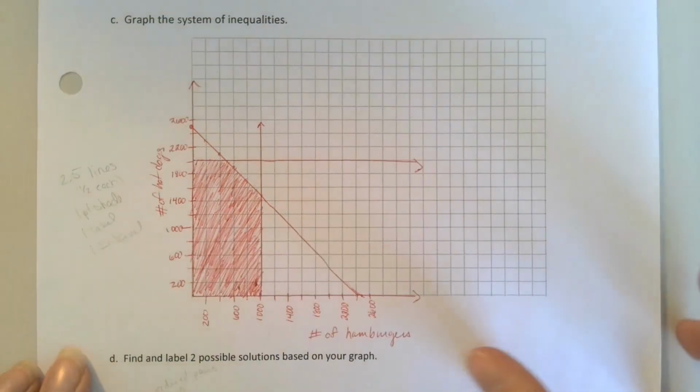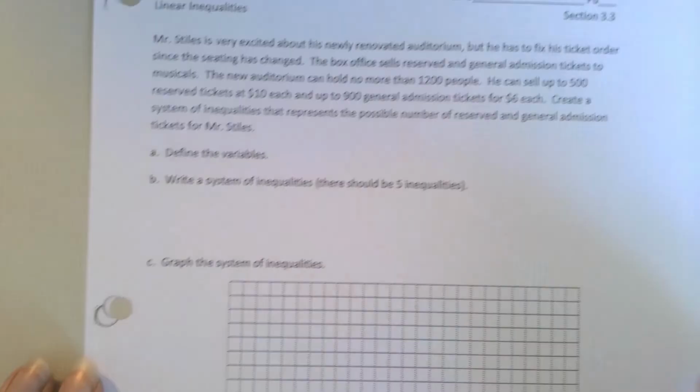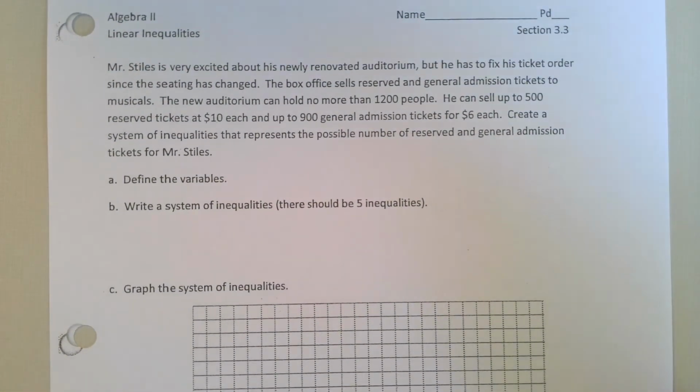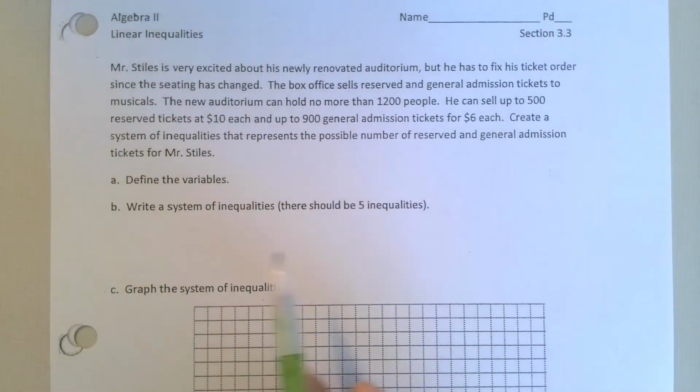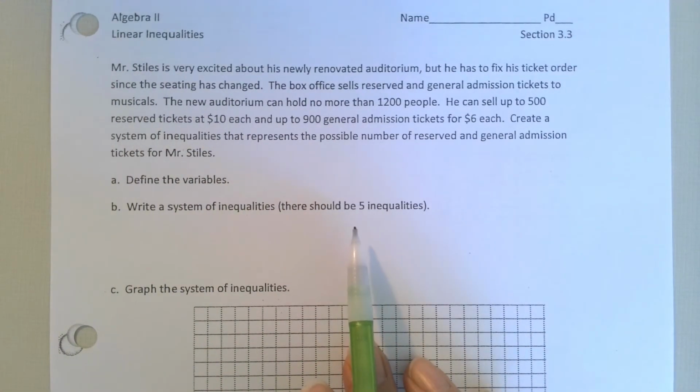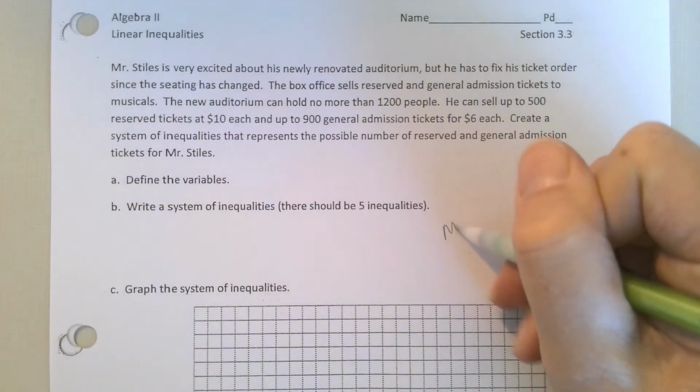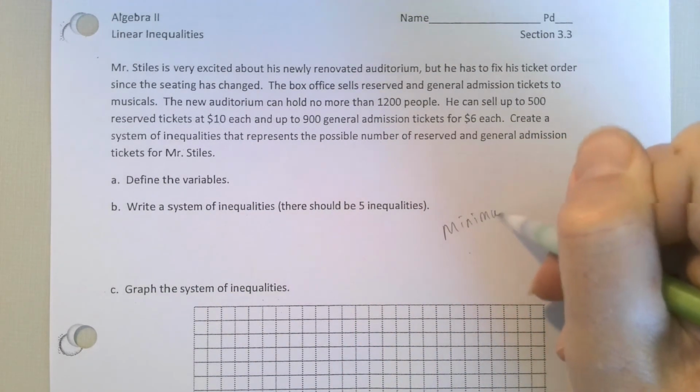All right, so you have a problem for accuracy that is going to be turned in. I'm not showing you that one in case you got excited, but it is about this Mr. Stiles. It's set up very much the same. Define your variables, write equations for your inequalities. Remember, you're going to want to think about minimums. That's going to be some of your equations.